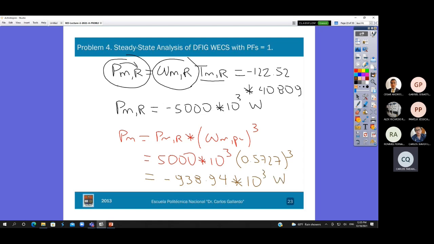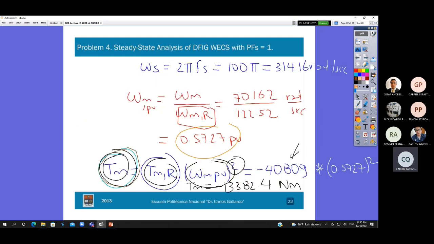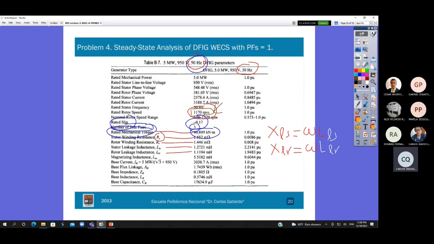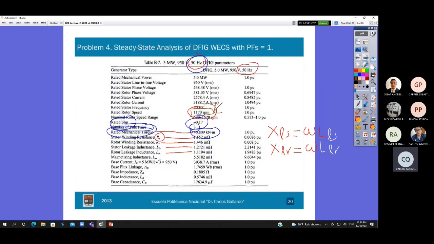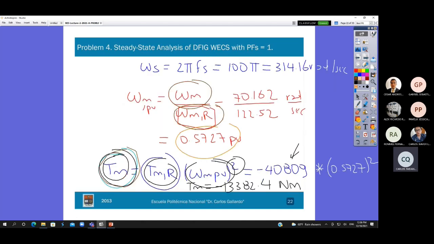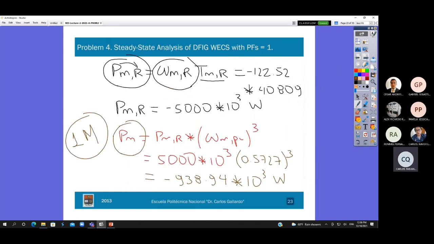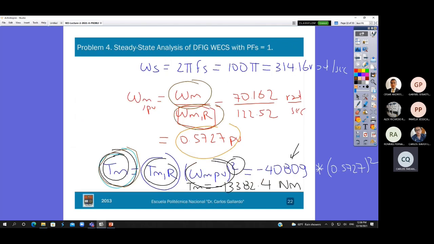This is the first way, let's call this the first methodology, in order to estimate the new mechanical power and the new mechanical torque, because I have two speeds. The first one is the rated speed and the second one is the speed of operation, the operating point. For this problem, the operating point is this speed, and the rated speed comes from the manufacturer data. Okay, this is question A.